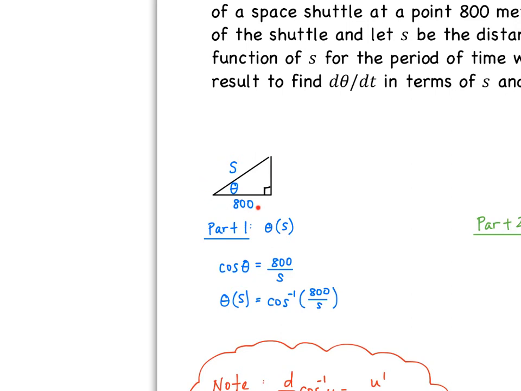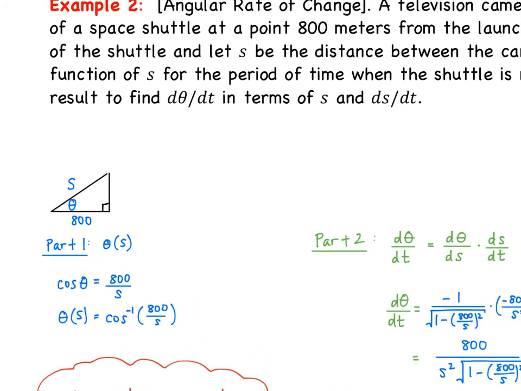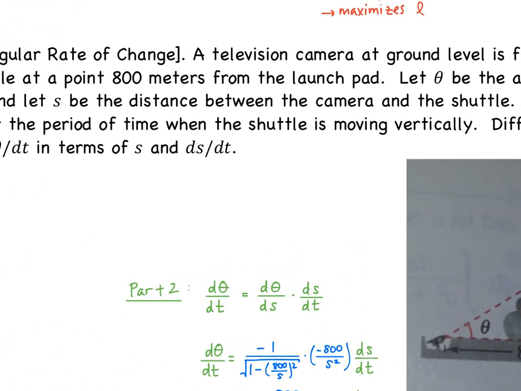So if we have our diagram here, we can go ahead and solve for theta by first starting off with the cosine of theta is going to equal 800 over s. So then theta in terms of s is going to equal the arc cosine or inverse cosine of 800 over s. Okay, so then part number 2 wants us to write d theta dt in terms of s and ds dt. Well, in order to do that, we need d theta ds, okay, which we'll be able to find from that first part, and then we'll have it in terms of ds dt.